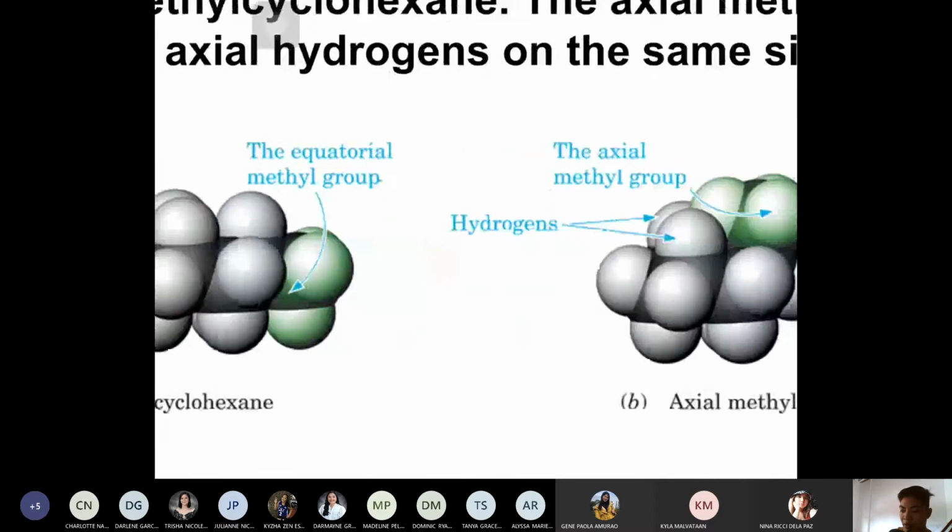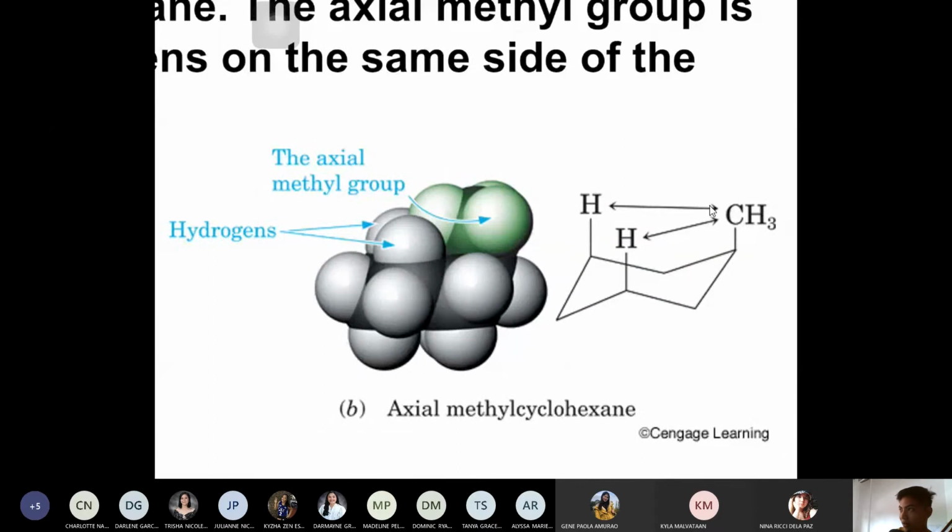Ano naman kaya mangyayari kapag axial? Okay. Kapag axial, what will happen? Ito yung CH3 mo. Ano mangyayari? May natatamaan siyang hydrogens, no? So, kumbaga, there is a steric hindrance, no? Ibig sabihin mayroong repulsion. So, kapag naka-axial yan, yung substituent mo, may tinatamaan siyang dalawang atoms ng iyong cyclohexane. That's why yung mga equatorial sila ay mas stable compared to the axial.